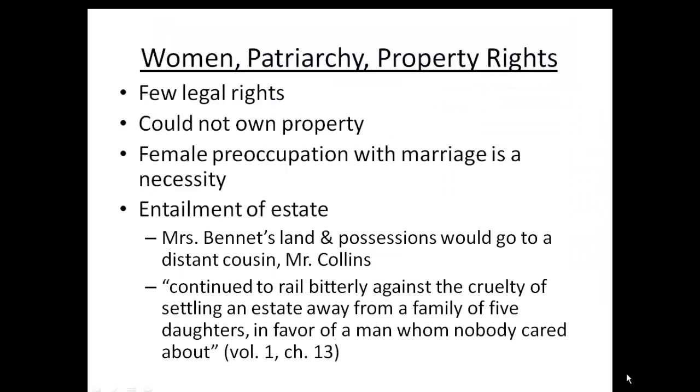In addition to exploring themes of the rising middle class, the novel also takes a look at women, patriarchy, and property rights. During the 18th and 19th centuries, women in England had few legal rights. For most of their lives, they depended on the men in their lives, first their fathers and brothers, then their husbands, for protection and survival. Women could not own property. They were considered to be the property of men.